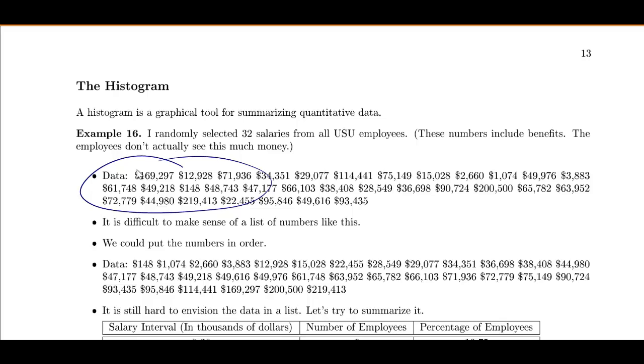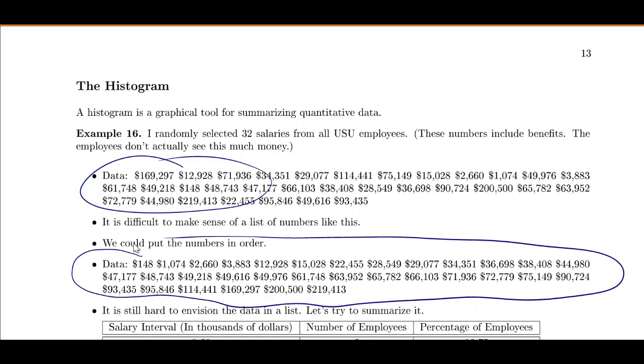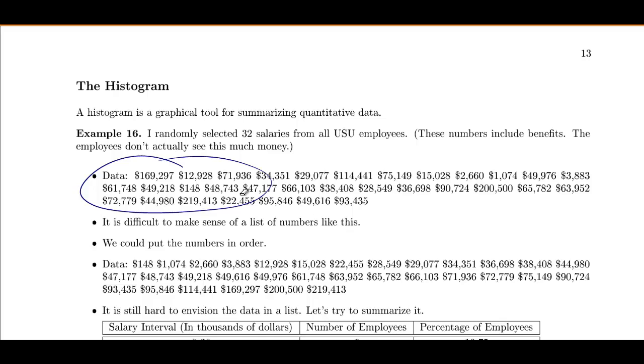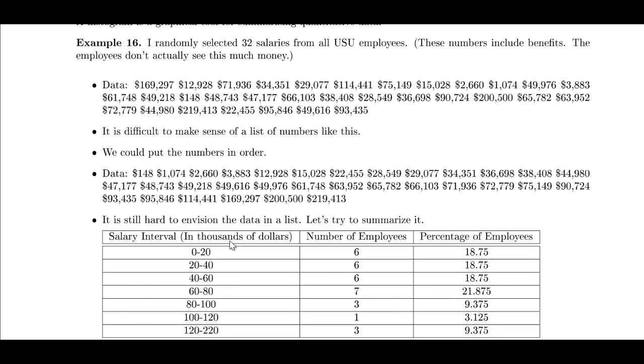Okay. Notice that it's very difficult to make sense of a list of numbers like this. Okay, so one thing we could do is put all the numbers in order. And that does make it a little bit easier to see. At least I can see the smallest salary is 148 and the highest was 219. But it's still very hard to envision that data in a list. So we can try and summarize it.